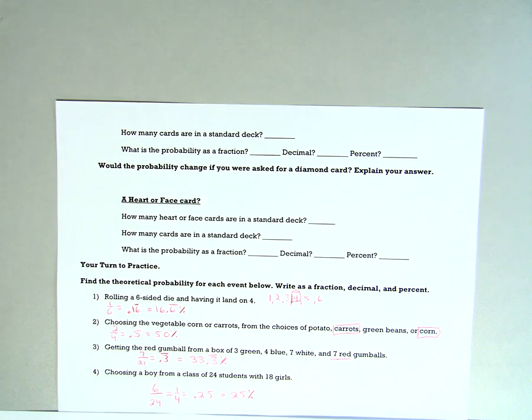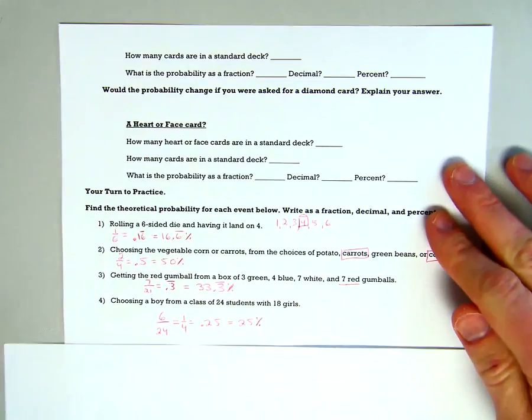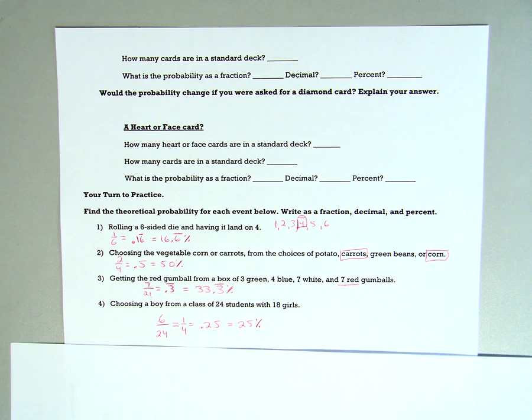And then lastly, choosing a boy from a class of 24 students with 18 girls. Because there's 18 girls, I know that there would be 6 boys to make up my 24 students. So I need to go ahead and say that it is 6 over 24, simplifying to 1/4, which is 0.25 and equals 25%.